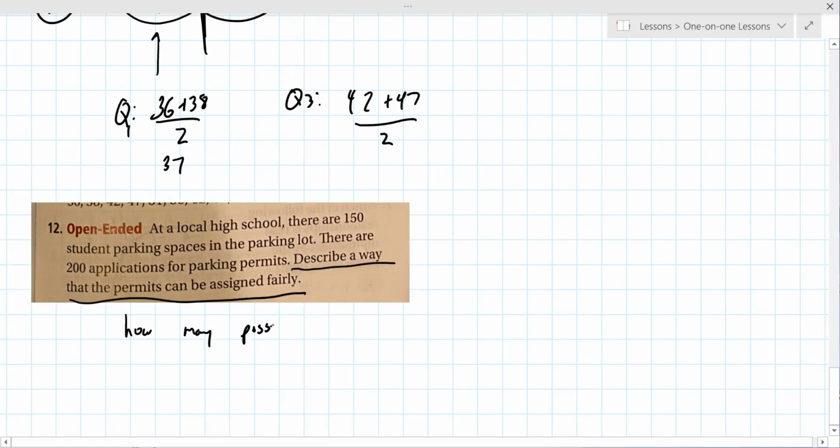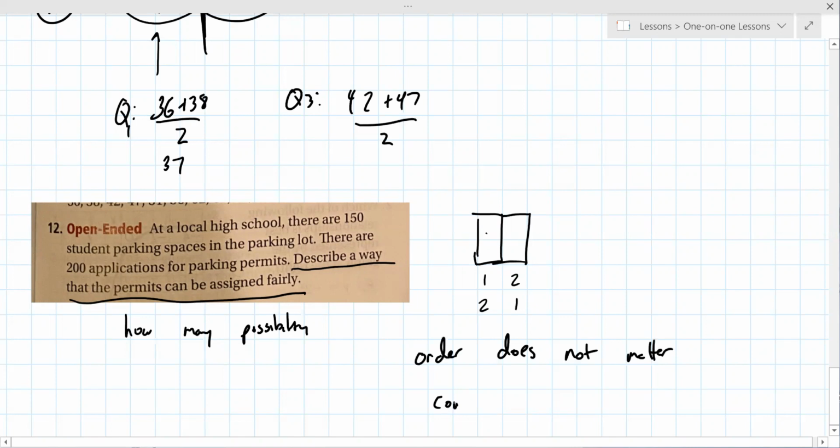So when you think about parking situations, does it matter who parks where? If you have a car here and someone else has a car there, or you have a car there and they have a car there, does that really matter? No. You're all in the parking lot. So order does not matter. That is considered a combination. So it's 200 choose 150, because you have 200 cars or applicants and only 150 spaces.